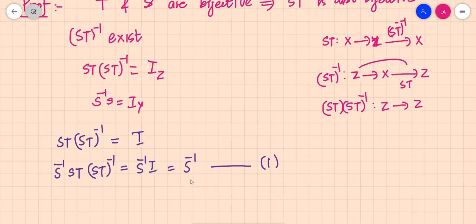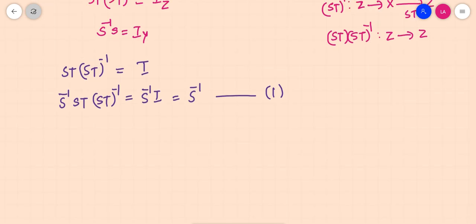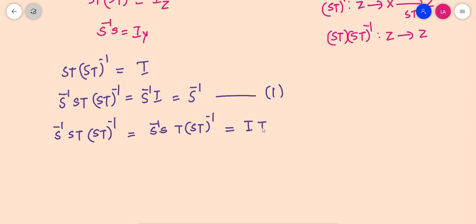Let's move on to another version. So S inverse ST inverse should be equal to, by the associative property, S inverse S comma T ST the whole inverse. S inverse S is actually identity, so it is equal to I T ST the whole inverse. It should be equal to T ST the whole inverse, which is equation number 2.